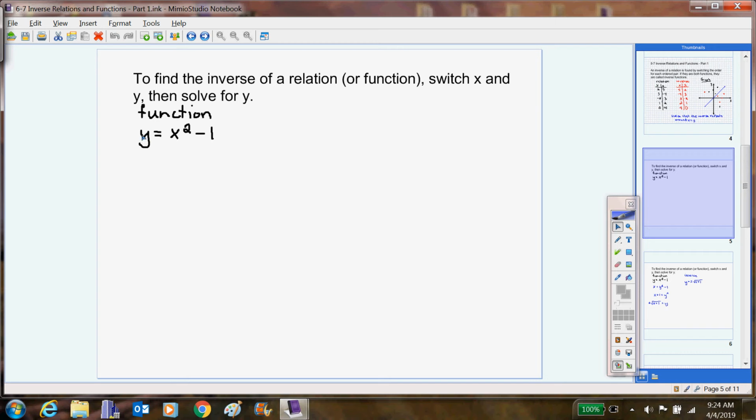All right, so when I say switch the x and y, I mean literally take the x out and put the y there, take the y out, put the x there, and then work to get y by itself.